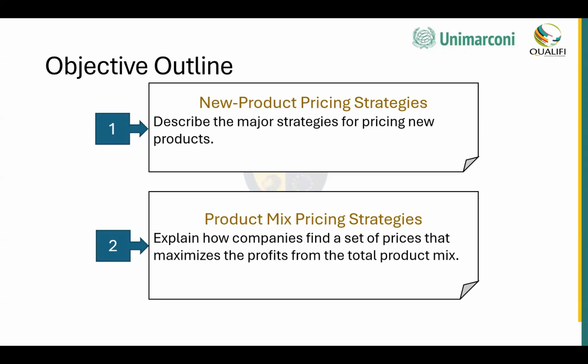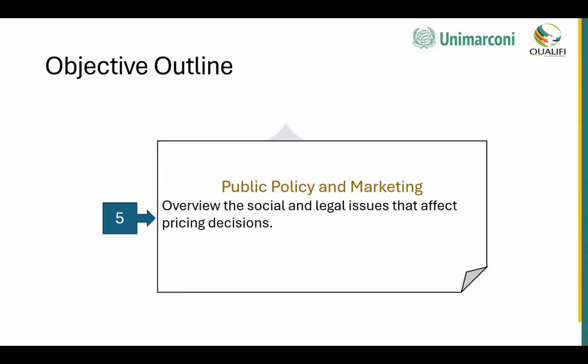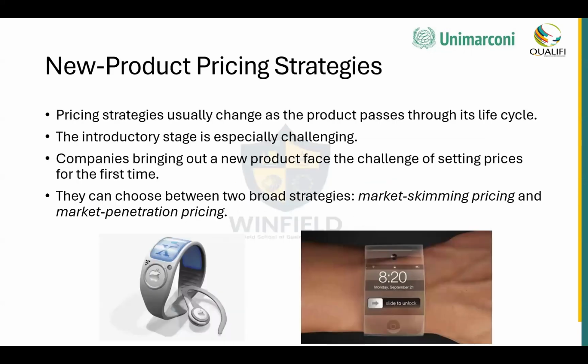All right. So the objective here is to cover new product pricing strategies, how you are going to price your new product, and then product mix strategies. Describe the major strategies for pricing a new product, and also product mix pricing strategies. Explain how companies find a set of prices that maximizes the profits from the total product mix. The next one is public policy and marketing, which we will cover too.